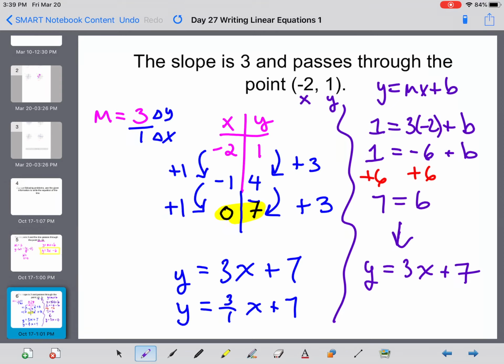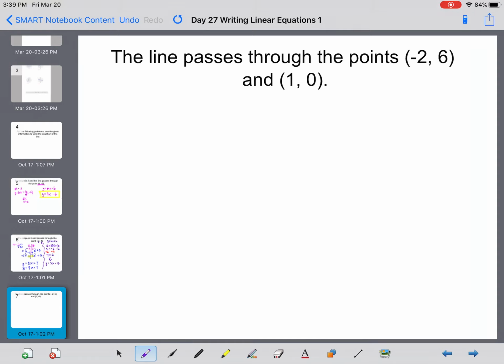I really like this purple method over here if it's hard to follow the pattern and determine what the y-intercept is going to be. So the purple way will always work, and the table way really only works when you can easily follow the pattern and figure out what your value is going to be. All right, how about this next one?